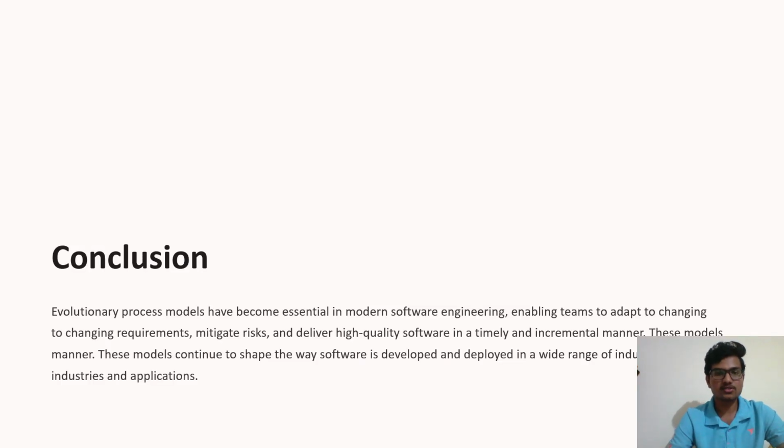So we finally come to a conclusion that evolutionary process models have become essential in modern software engineering, enabling teams to adapt to changing requirements, mitigate risks, and deliver high quality software in a timely and incremental manner. These models continue to shape the way software is developed and deployed in a wide range of industries and applications. From the contents, it is very clear that evolutionary process models play a very crucial role now in day-to-day life.